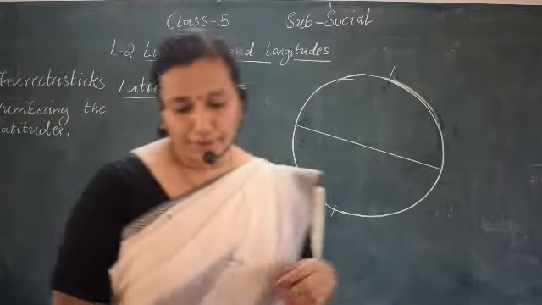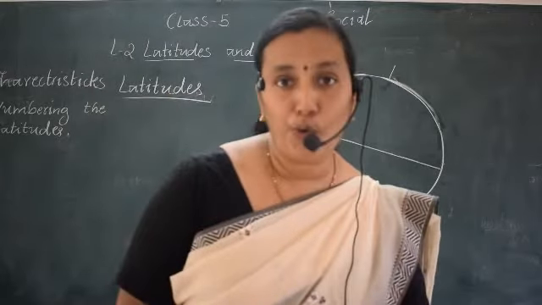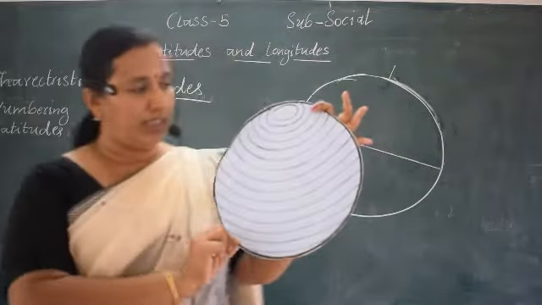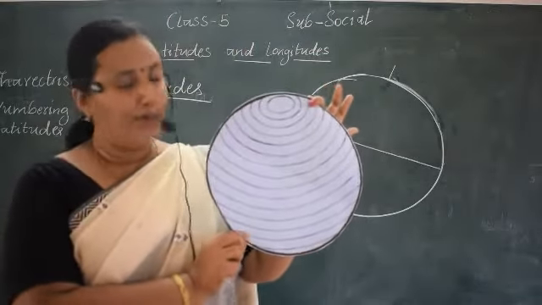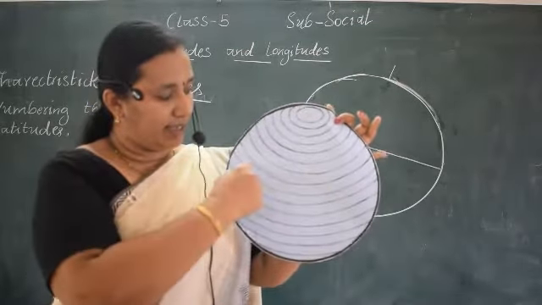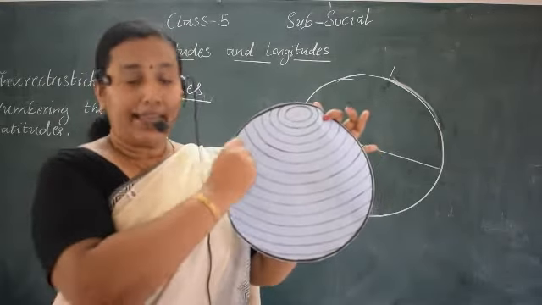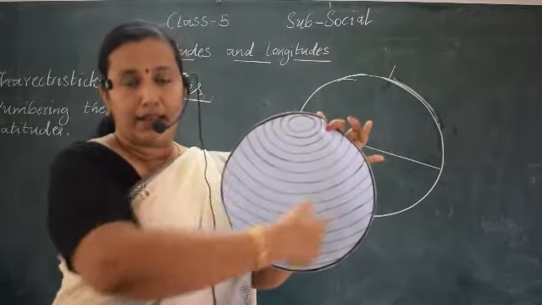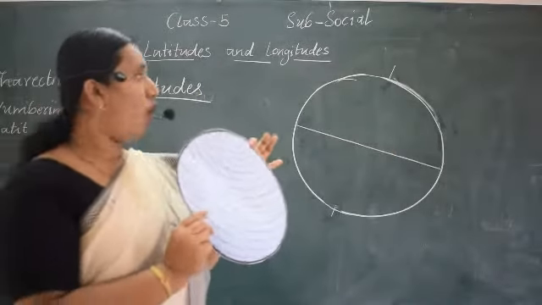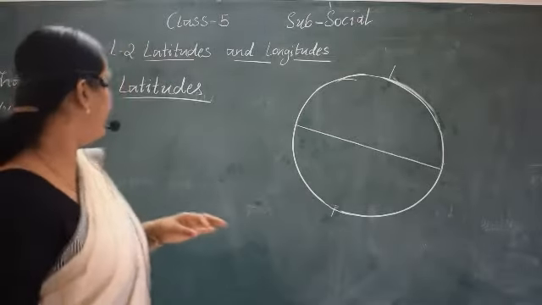We have imaginary circles on the earth that run from east to west. We have imaginary circles on the earth. So this is the picture of latitude. So this is the circle. You can see, children, here. This runs from east to west. These circles run from east to west. They are called latitudes.